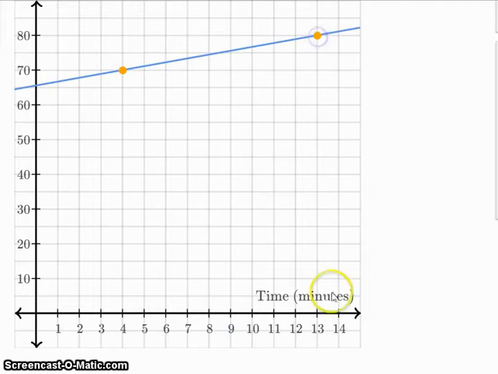So is this correct or incorrect? Vanessa, is this point at the right spot or not? No, it wanted to be 12 minutes and I put it at 13. Okay, so there is my first coordinate at 80 and 12.